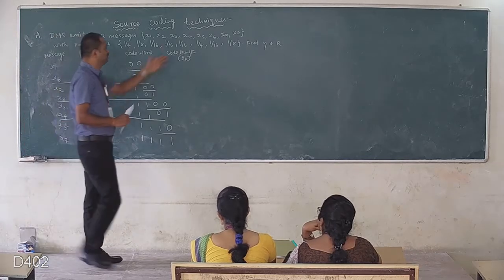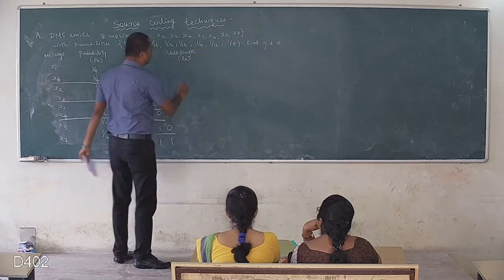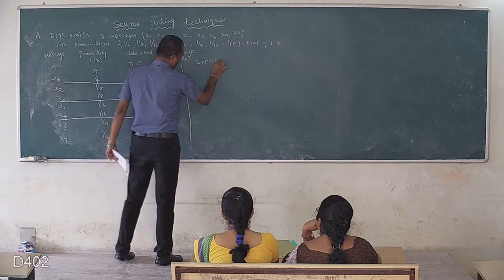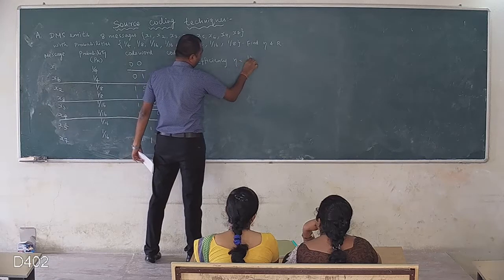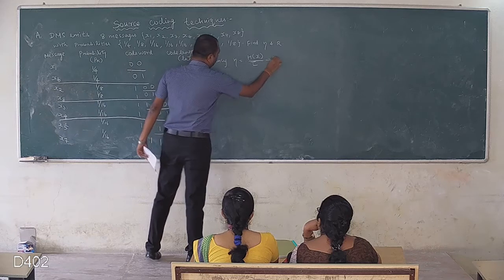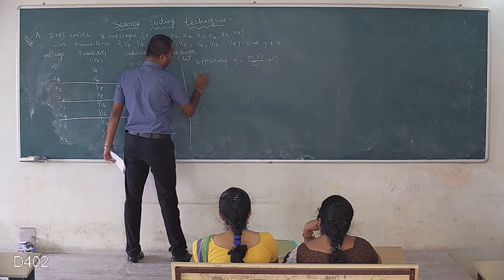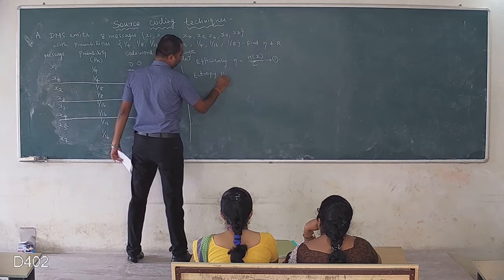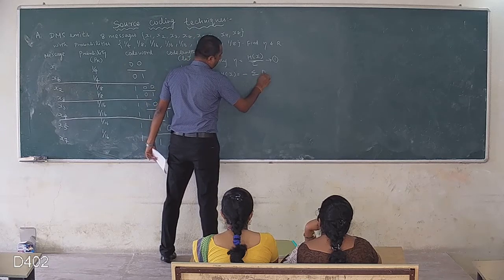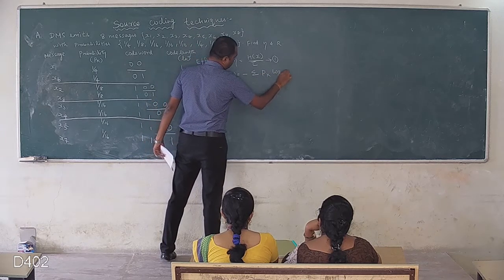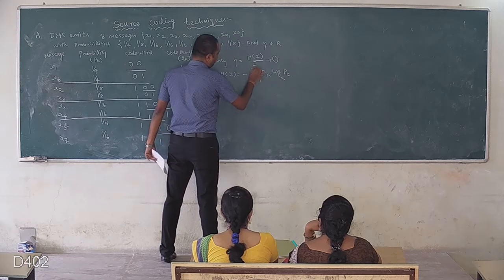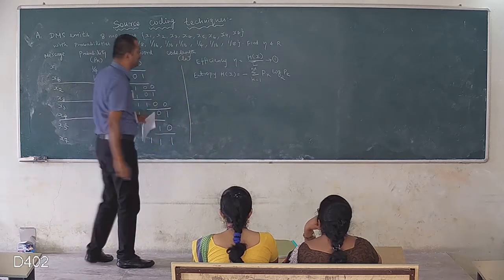Now I have to find efficiency and redundancy. We know the formula for calculating efficiency is h of x, entropy of the source, by L bar, average codeword length, where h of x, entropy, is given by the formula summation pk log pk to the base 2, where k varies from 1 to m. Here there are 8 messages, so M varies from 1 to 8.